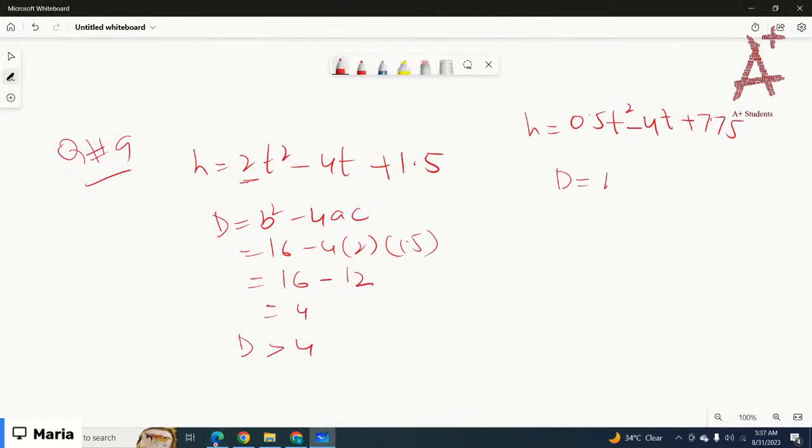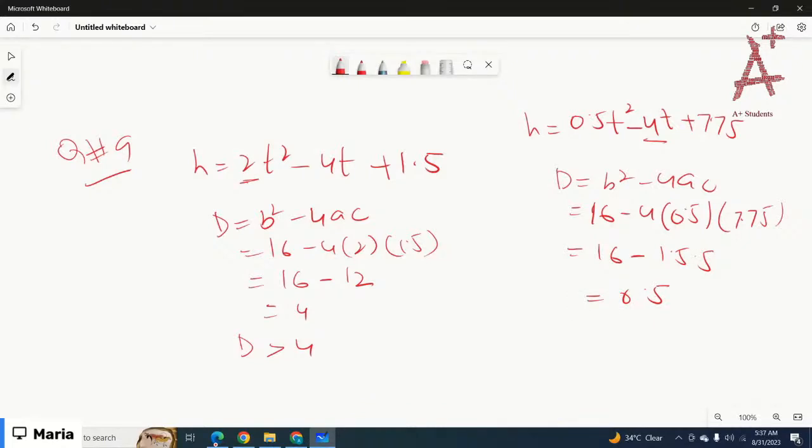It would be D equals b square minus 4ac. b is negative 4, 16 minus 4, a is 0.5, c is 7.75, right? So when you evaluate, it would be 16 minus 15.5, that is just 0.5, and also it is greater than 0. That means a is also greater than 0. That means the parabola opens upward. So the parabola has two zeros. That means the vertex must be below the x-axis, right?